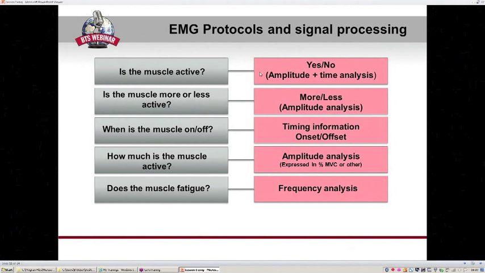Starting from the raw EMG signals, sometimes it can be useful to extract, for example, amplitude or timing information, or sometimes frequency analysis information. For example, when we want to understand if the muscle is active or not, we need to extract timing and amplitude information. While to understand if the muscle is more or less active, again, we need to extract amplitude information. While if we want to extract information about muscle fatigue, we have to perform a frequency analysis. So we have a lot of algorithms that can be used in the different situations.